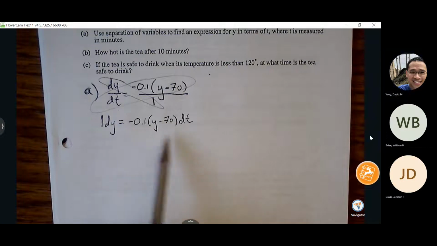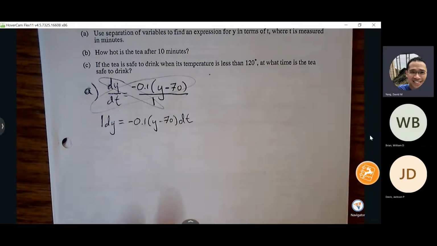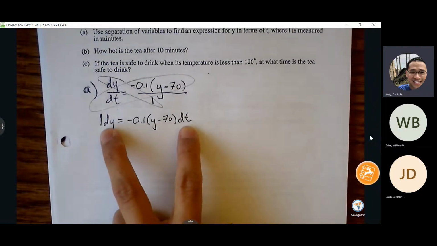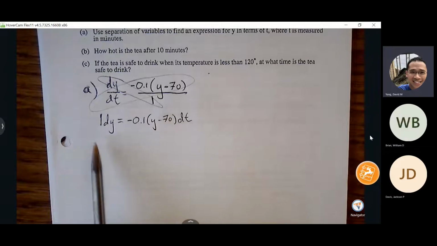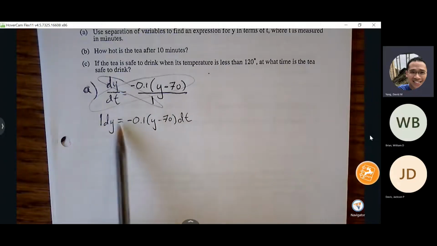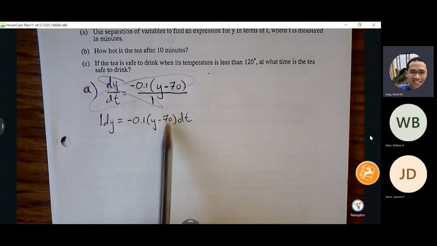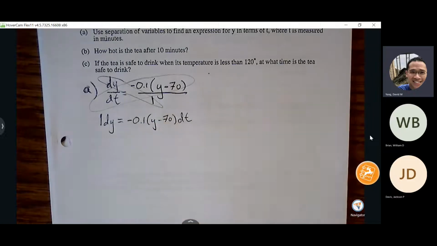All right, we have my dy and dt locked in. What's out of place? Yeah, y minus 70, right? If I want to bring the y over to the left to group it with the other y's, I've got to bring along the minus 70 as well. Got to go all together.